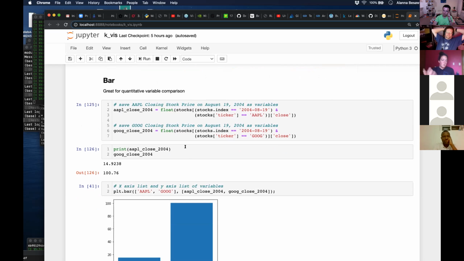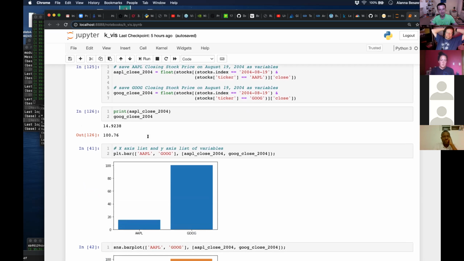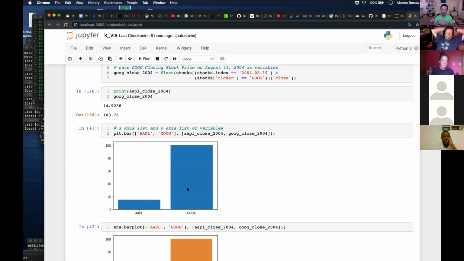So then I just have the two numbers. They're saved as variables and then plotting them. And this is PLT. This is not Seaborn right now. This is just Matplotlib. And you can see it's not very pretty to look at or anything, but it does show that Google is quantitatively higher than Apple.